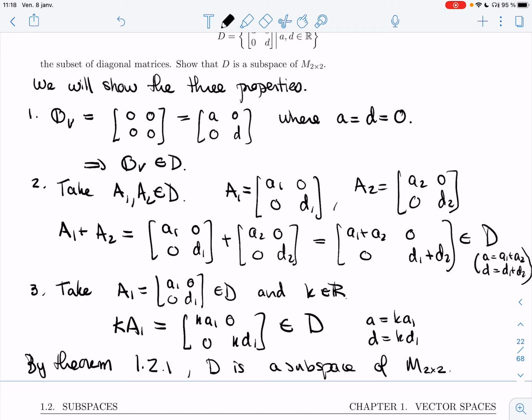That's it. All right, so we'll do one example with functions in the next video, and then we'll start looking at things that are not subspaces. And that's kind of fun. I find those problems really cool.